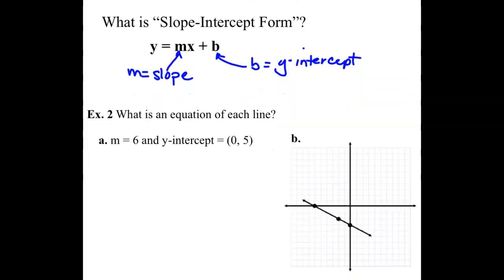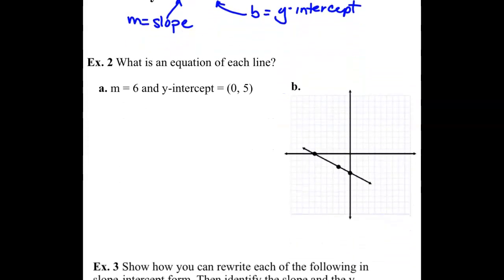So for the first one here, we're asked to write an equation for each line. In part A, I'm telling you that the slope is 6 and the y-intercept is 5. The line is going to go through the point (0, 5). Okay, so what equation would we write? Yes, y equals 6x plus 5.